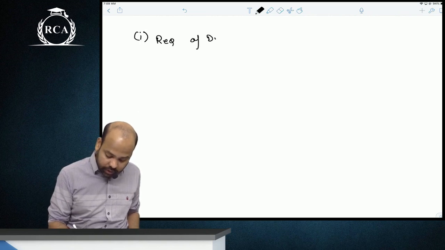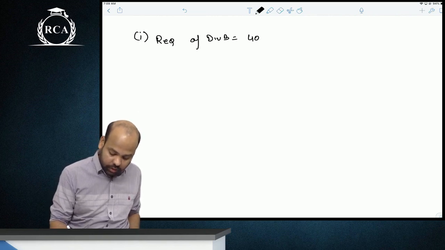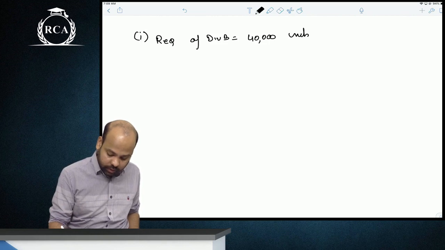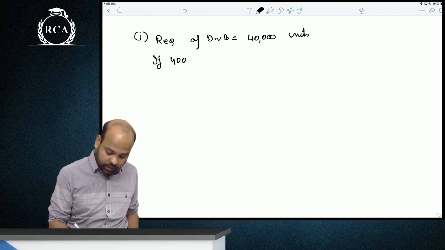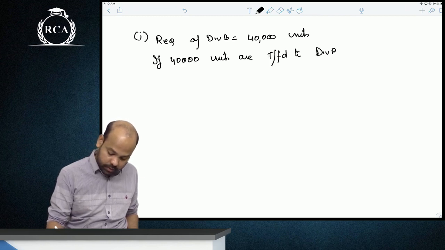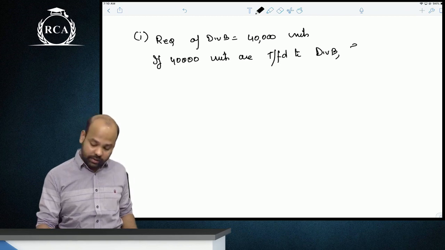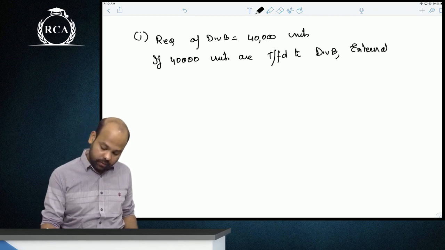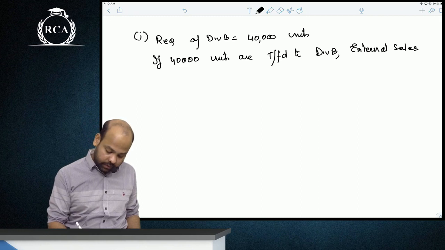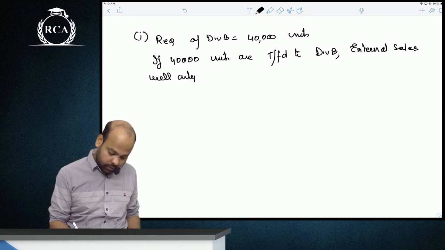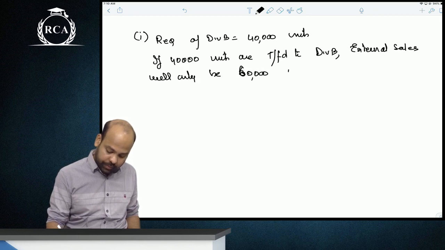The requirement of division B is 40,000 units. If 40,000 units are transferred to division B, our external sales will only be 60,000 units. Yes or no?